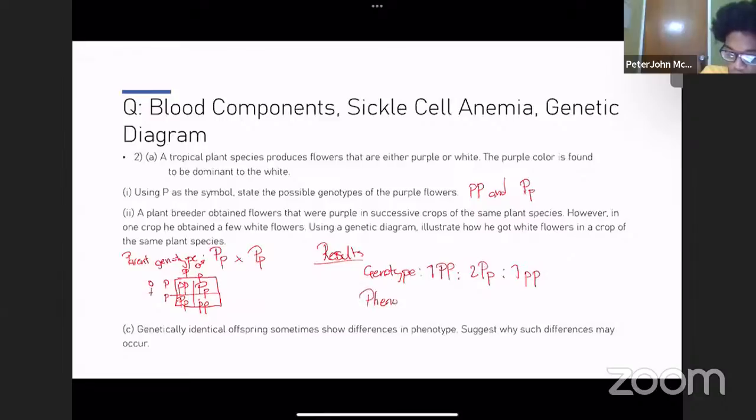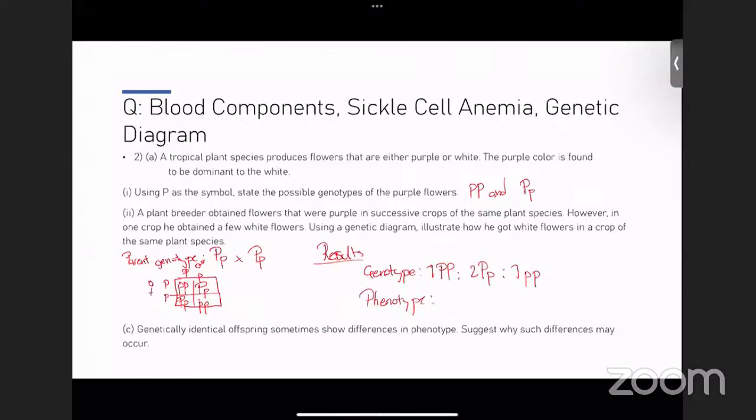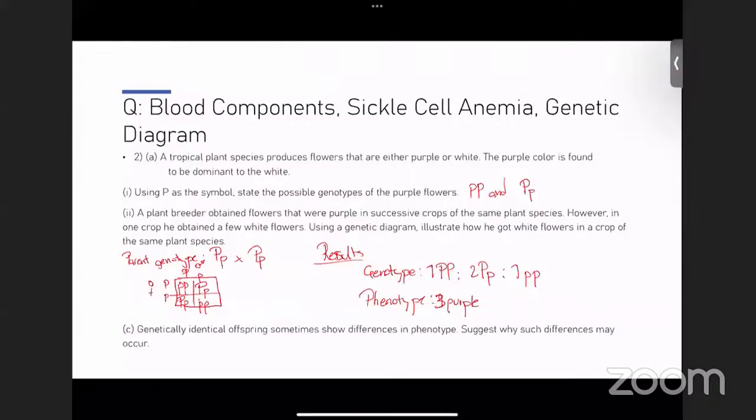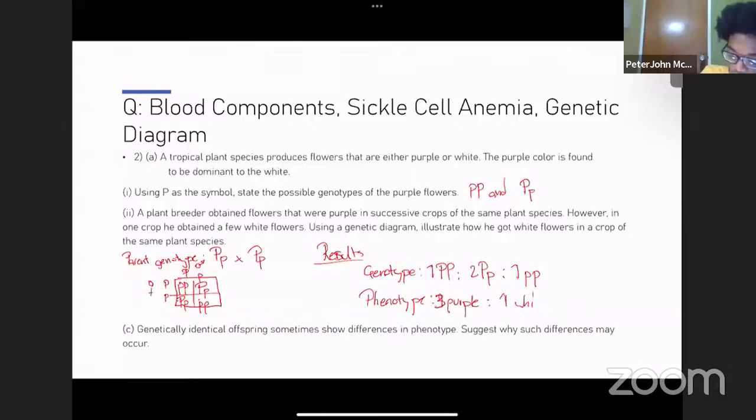What's our phenotype? One purple flower. No, it's three purple flowers and one white flower. So here's our white. Perfect. So next, genetically identical offspring sometimes show difference in phenotype.